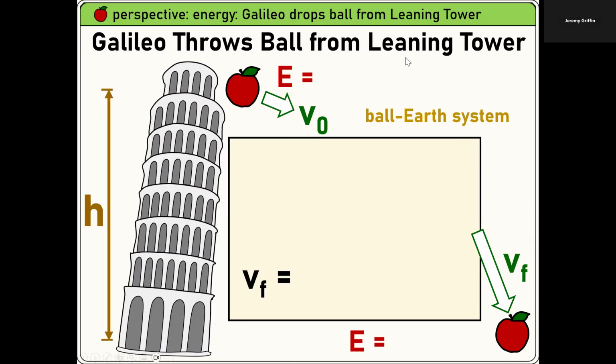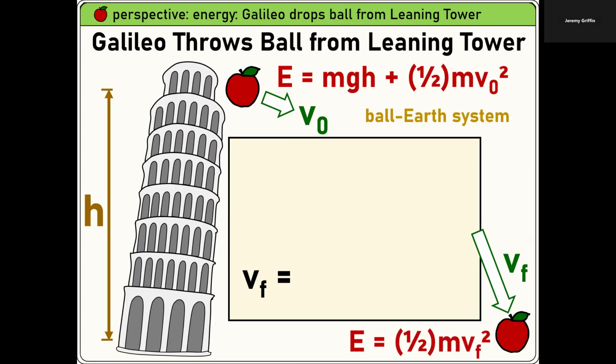All right, what kind of energy did you guys say at the top? Yeah, mgh plus 1/2 mv squared. But this v is the throwing speed, isn't it? This is the throwing speed. Versus at the bottom, it's what type of energy? 1/2 mv squared. But this is a different v, isn't it? This is the crash speed.